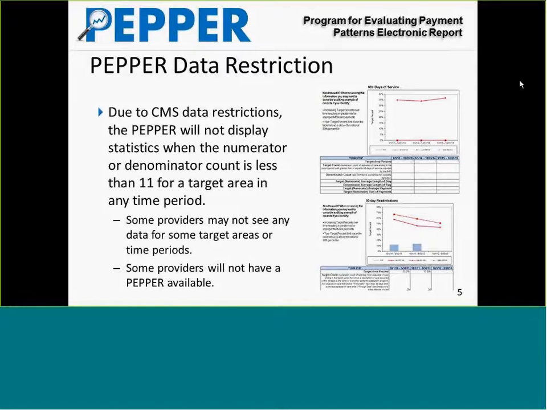I should add that it is possible that a PHP does not have a PEPR available to it. This would occur if the numerator count was less than 11 for all of the target areas and all of the time periods in the PEPR.